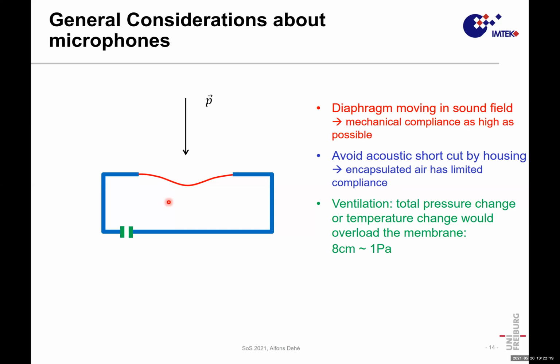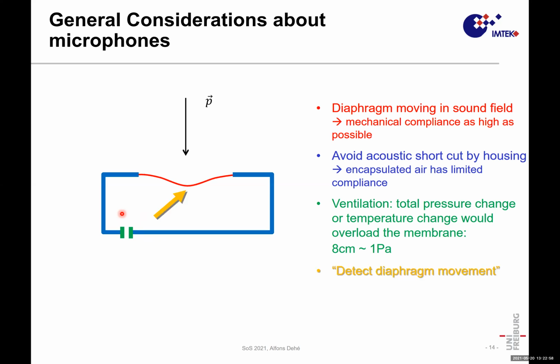Also, if you have this box of a microphone with a diaphragm and move up and down, the equivalent pressure change over height is about 1 Pascal over 8 centimeters height. This is a typical situation, and 1 Pascal is already a high sound pressure level. So if you moved it without this equalization hole, you would have an equivalent sound with respect to change of altitude. This is the reason for always having some ventilation hole inside this system. Later on, we will discuss the dimensioning of this ventilation.